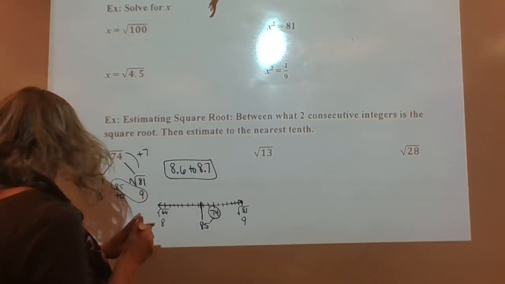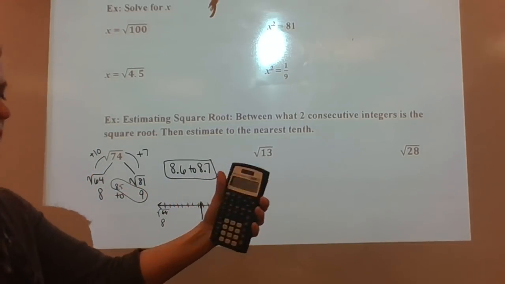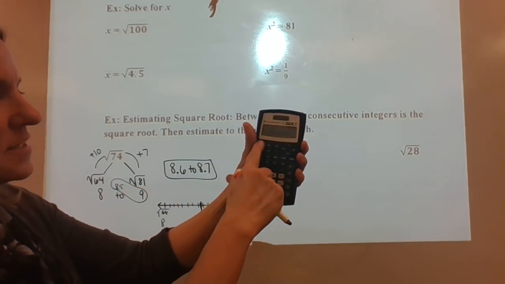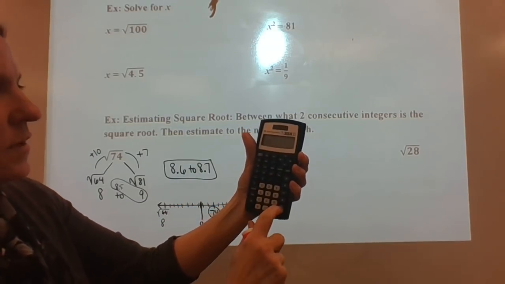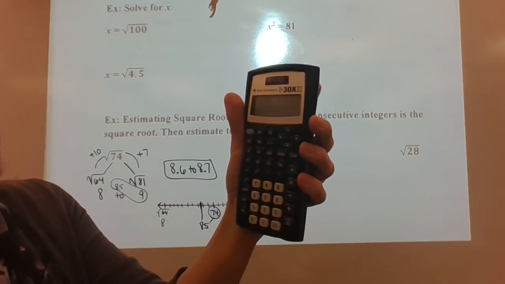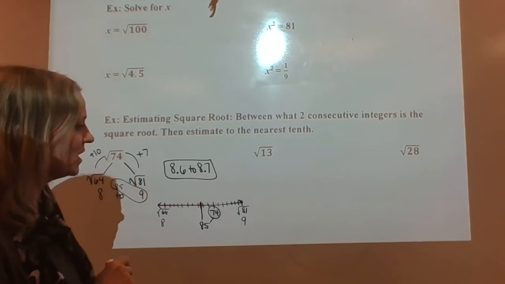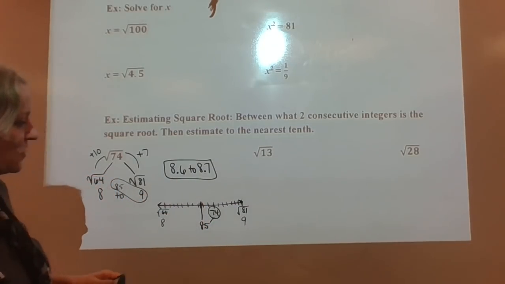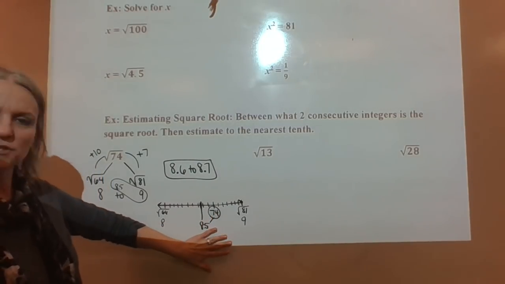So then if I were to type that into my calculator, instead of estimating, if I typed in the square root button of 74, we can see that the answer is actually 8.60, etc. So it is very close to 8.6. So this was a really good estimate. Okay? So again, using a number line helps you decide exactly that decimal. You don't have to do this every time.